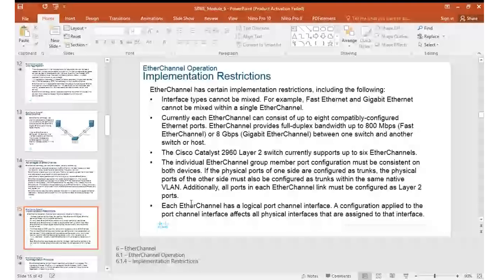So the implementation restrictions to forming link aggregation or EtherChannels include that interfaces must be doing the same communication speed, half duplex or full duplex. They must be doing either gigabit Ethernet or fast Ethernet. You don't mix these kinds of interfaces. Another restriction is that, depending on the switch, a Cisco 2960, for instance, supports up to 6 EtherChannels. That's how much you can do.